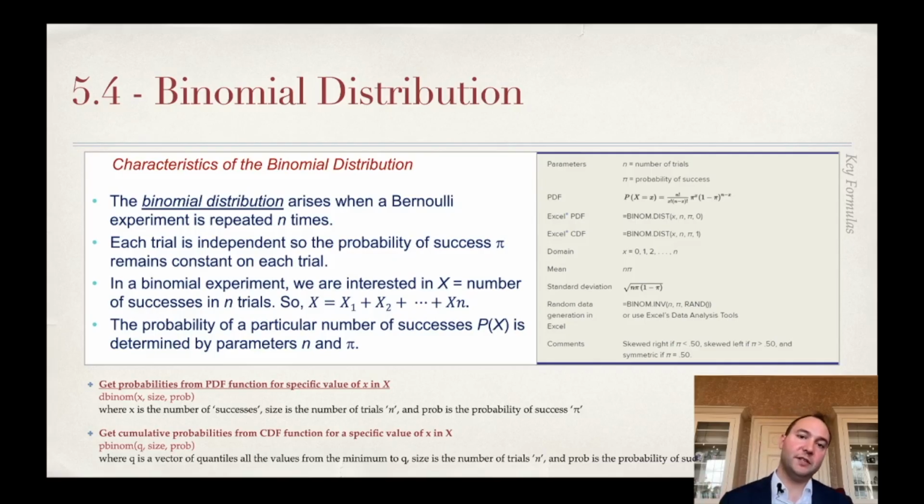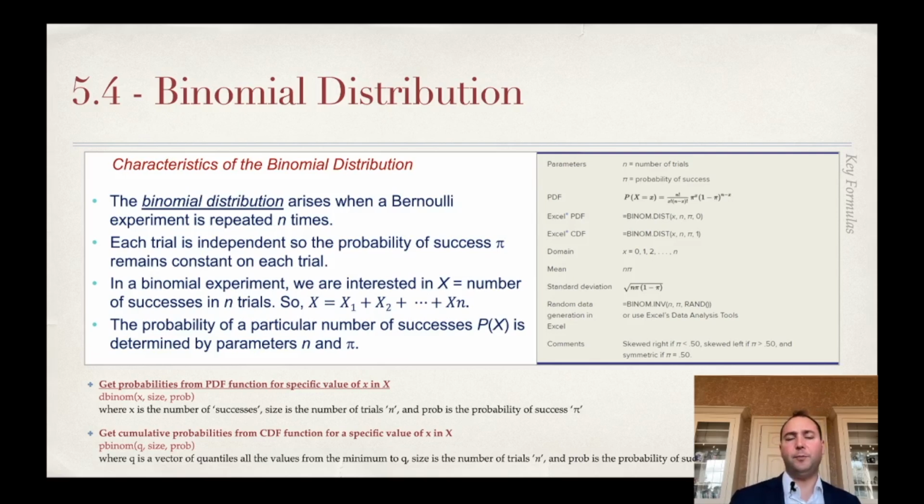So a binomial distribution is what we end up with if we have a Bernoulli experiment repeated. In other words, if every time we do something, we have some probability of success and some probability of failure, and we do that thing more than once, we end up with a binomial distribution. Each trial, every time you do that thing, each trial is independent. It's not related to the other times you did it. So the probability of success, pi, remains constant on each trial.